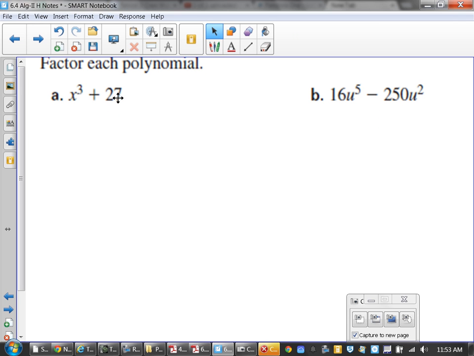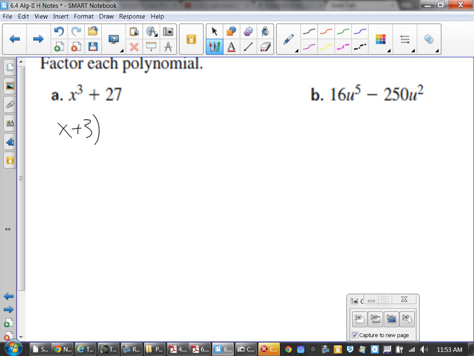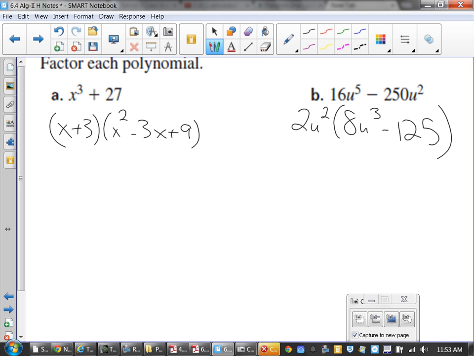All right. Let's see. The first one I'm guessing was pretty simple. x plus 3, x squared minus 3x plus 9. Okay. The second one. What's your first rule of factoring? In this case, the easiest thing to take out would be a 2u squared.